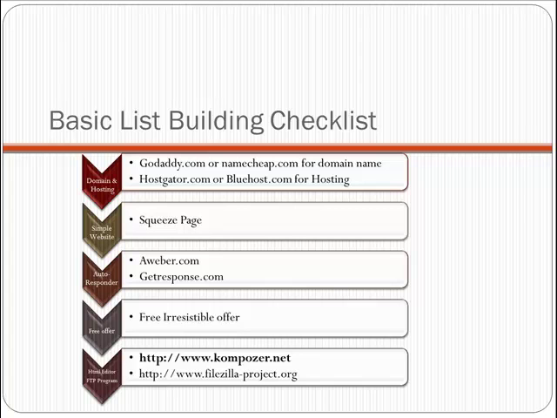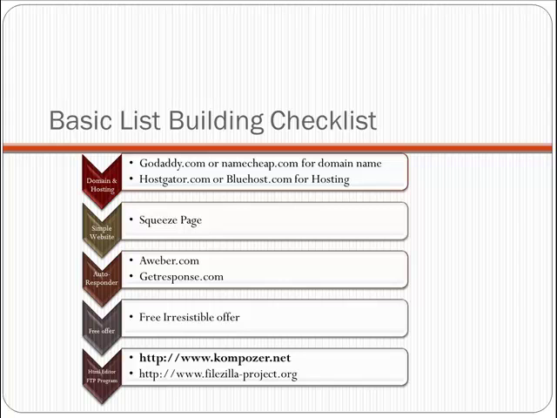You're going to need your autoresponder. I recommend Aweber or GetResponse. This is going to help you automate and set up your follow-up process. You're going to need that free offer, a free irresistible offer. You're going to need an HTML editor. We're going to be talking about editing and creating that squeeze page.